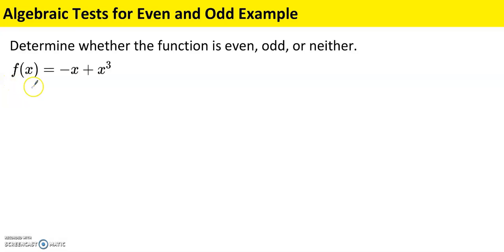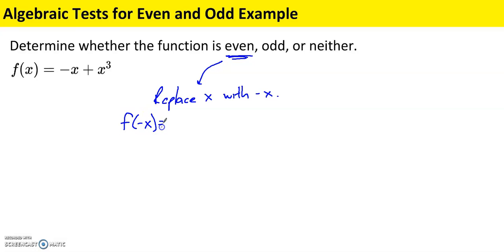So we want to determine if this function f of x equals negative x plus x cubed is even, odd, or neither. Let me test even first of all. The test for even will be to replace x with negative x. So essentially I'm going to find f of negative x. To find f of negative x, I'm going to replace each input, each x, with negative x, and make sure everything about the rule itself stays the same, except for that change.